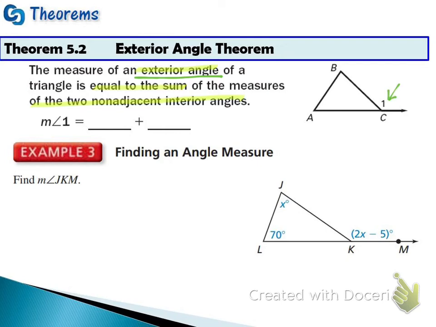Angle 1 is the exterior angle, right? It is equal to the sum of the two non-adjacent interior angles. Non-adjacent means they don't share a wall. So what are the two inside angles that do not share a wall with angle 1? A and B. So the measure of angle A plus the measure of angle B will give you the measure of angle 1. And I'm about to prove it to you.